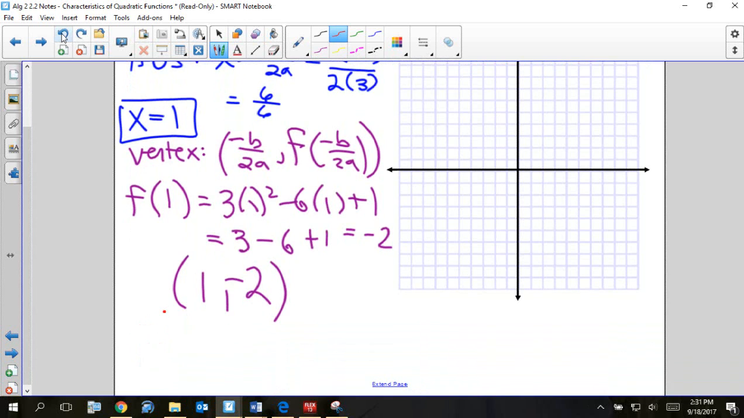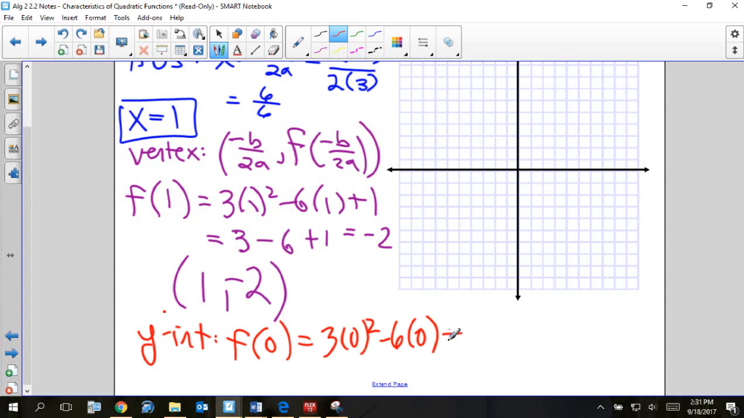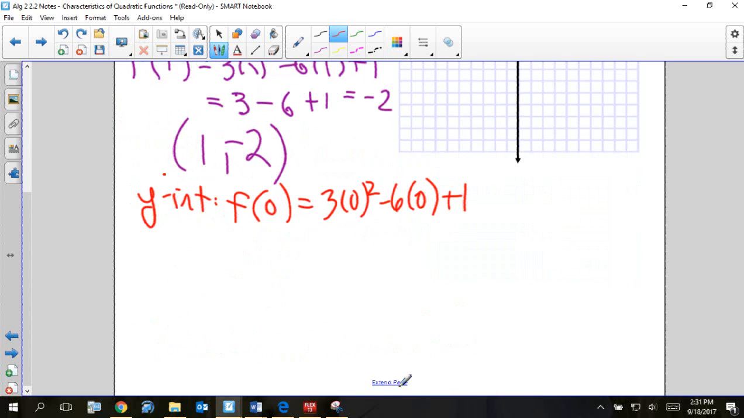Next we find, what did we find next every time? We did it on the first few examples. Y-intercept, thank you. And so to find the y-intercept, we do f of 0. We plug in 0 for x. We do f of 0. 3(0) squared minus 6 times 0 plus 1. But you may have just learned a shortcut. And when it is in standard form, the y-intercept is always what? On that previous page. Y-intercept is what?